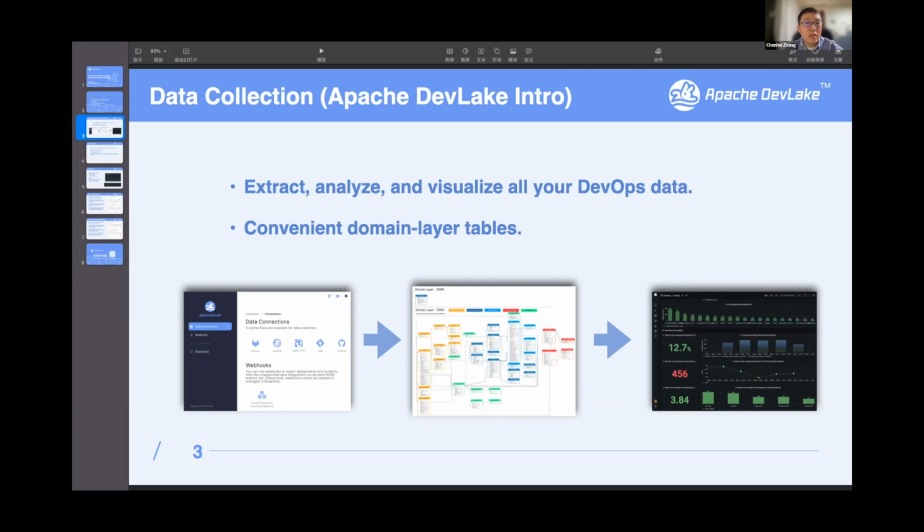And Merico is the company behind DevLake. Well, at least before it donated the project to the Apache Foundation. Many of my colleagues still work on the incubating project, and they take great pride in that.